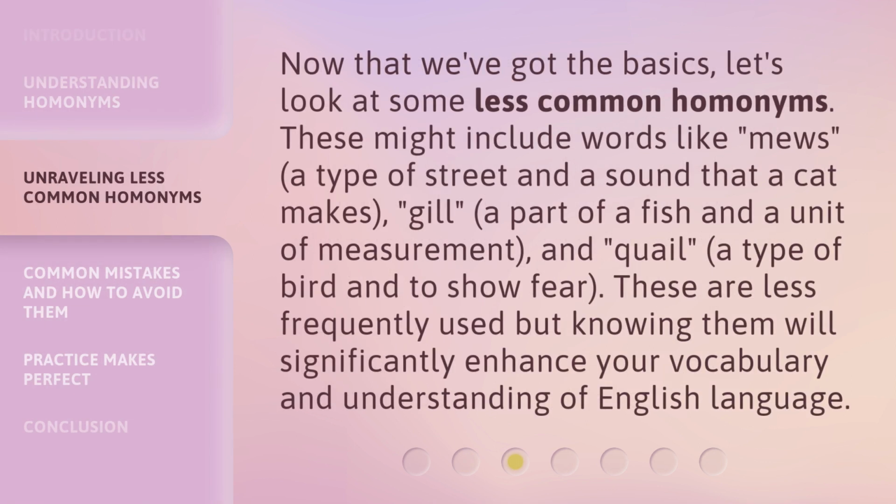Now that we've got the basics, let's look at some less common homonyms. These might include words like mews, a type of street and a sound that a cat makes, gill, a part of a fish and a unit of measurement, and quail, a type of bird and to show fear. These are less frequently used, but knowing them will significantly enhance your vocabulary and understanding of English language.